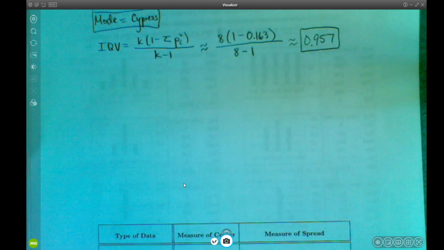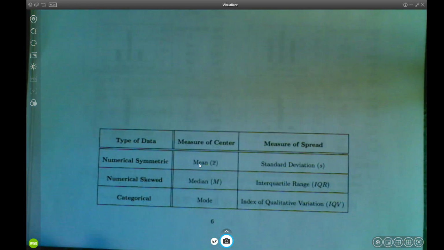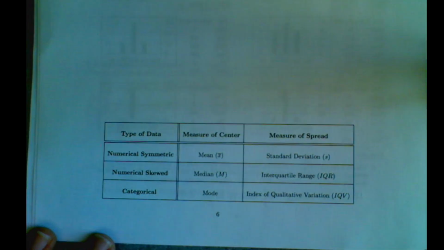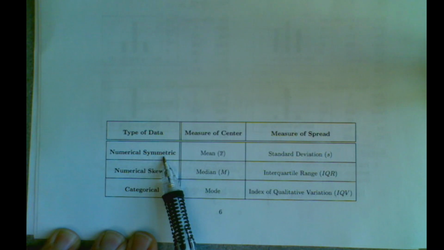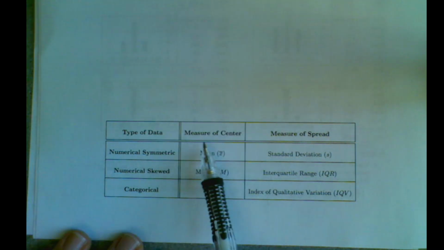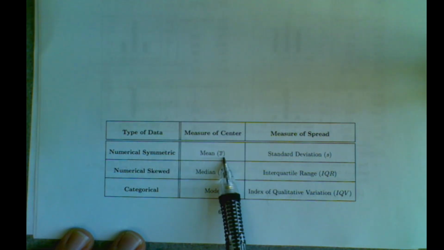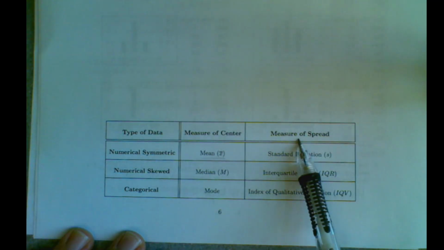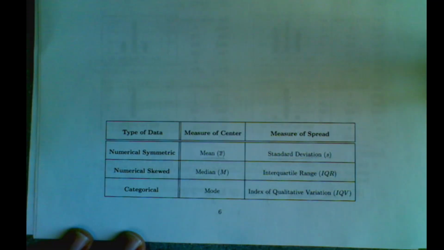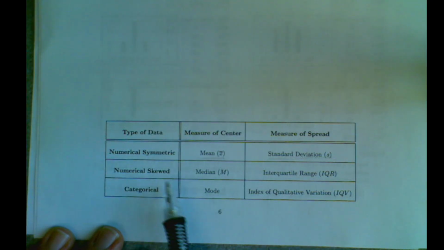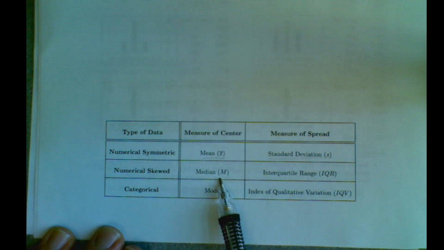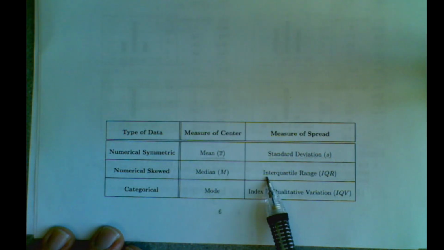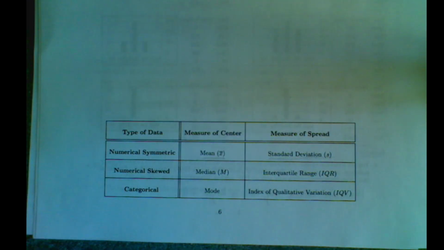Okay, so to summarize what we've learned in this section, if you have numerical data that is symmetric, then as we learned a couple sections ago, the measure of center to use would be the mean. What we learned in this section is that the measure of spread to use is going to be the standard deviation. If you have numerical data that's skewed, then the measure of center to use would be the median, and the measure of spread to use would be the interquartile range, or IQR.